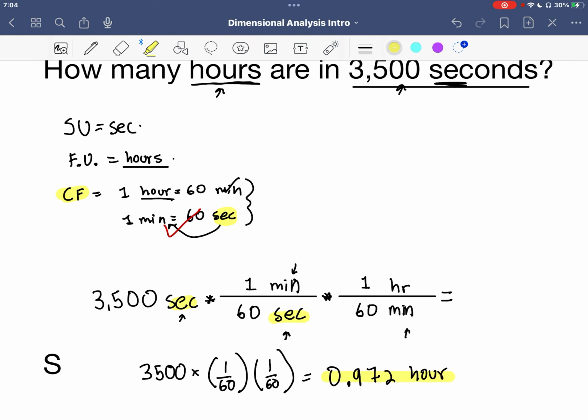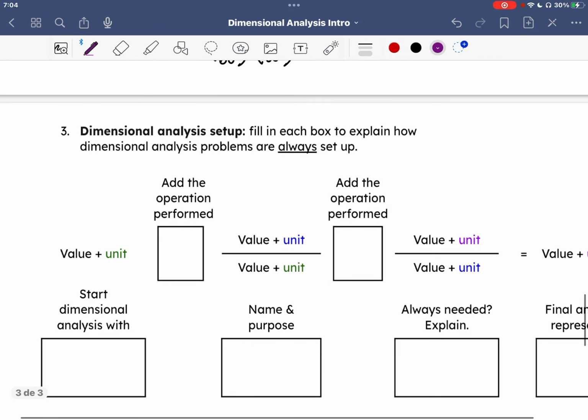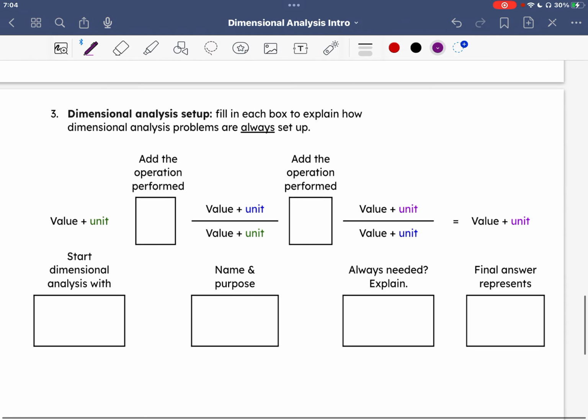0.972 hours. I confirm for myself that my units canceled. Seconds canceled with seconds. Minutes were on the top, minutes were on the bottom, and so my final unit was hours. All right, so in general, setting up a dimensional analysis problem.